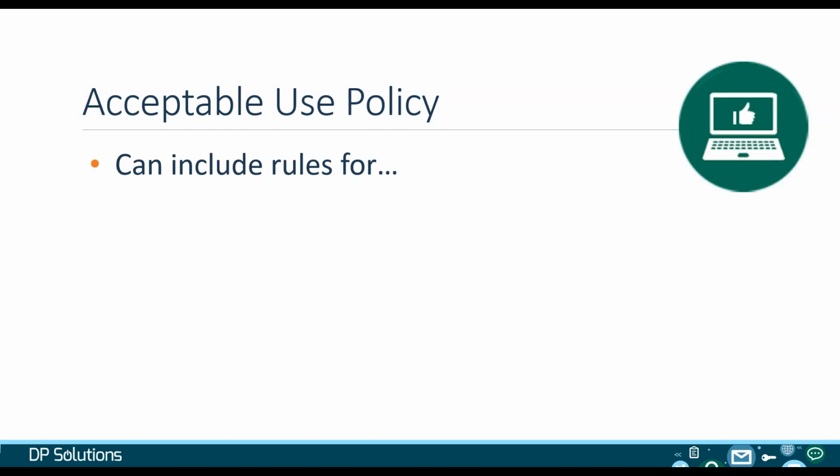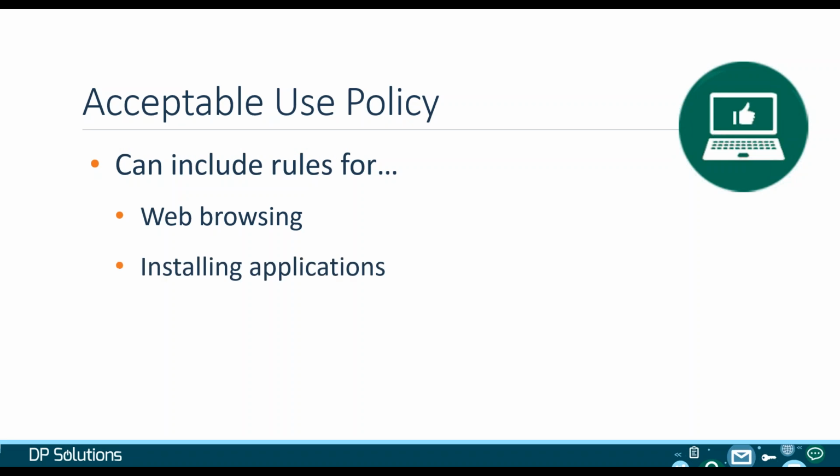These policies can include rules for things like web browsing, which I alluded to a moment ago. Installing applications, in general, it is best to limit application installation to IT support, or maybe an elevated user on site, someone with real authority to allow these sorts of things. It should also talk about acknowledgments for this stuff. For example, let's say you're using DP Solutions for your IT support and you have a staff member who wants to install Google Earth on their machine for whatever reason.